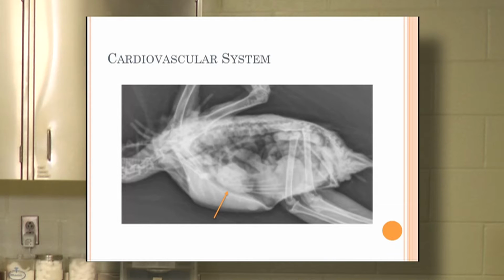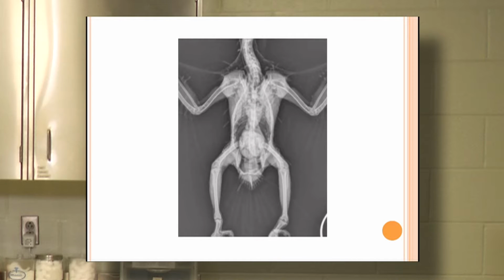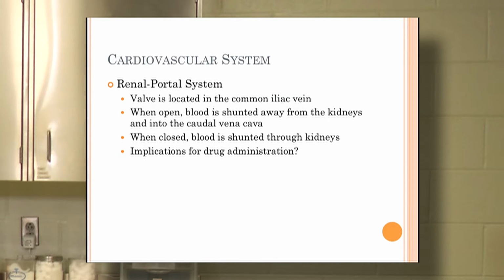And if we look at this radiograph here, the arrow is pointing at the cardiac silhouette. In this ventrodorsal radiograph, if you look at the top of the cardiohepatic silhouette, that's going to be where your heart lives. Another interesting thing that exists in birds is what's called the renal portal system.